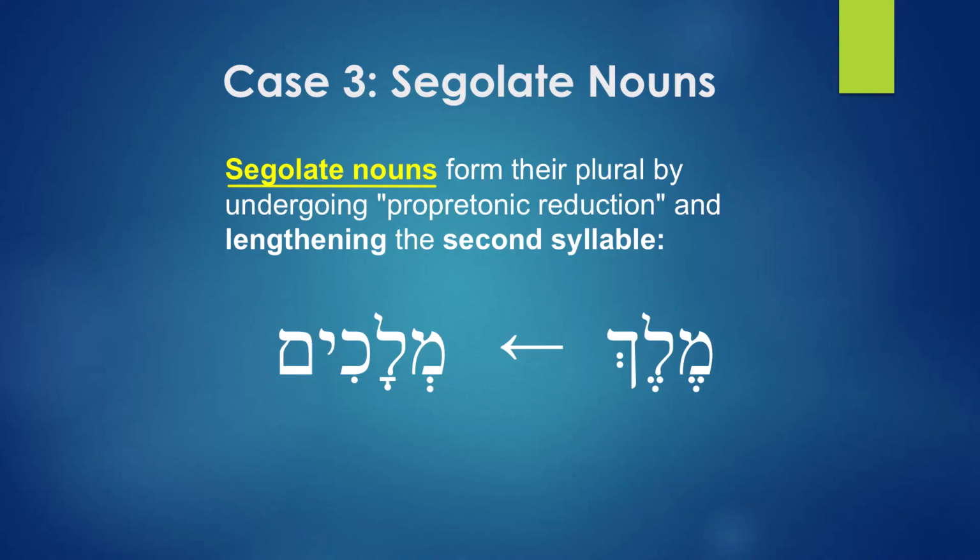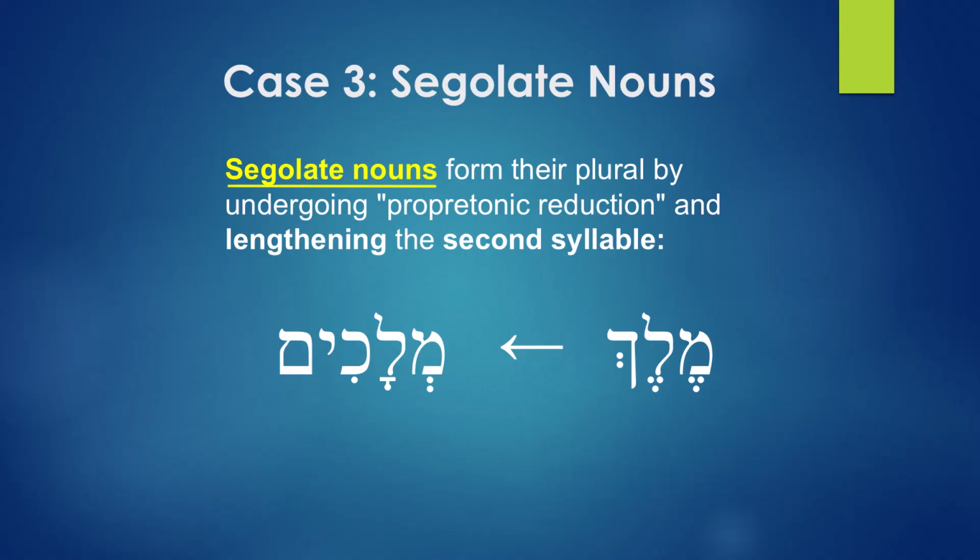The first syllable has reduced from segol to shewa. Number 2, the second syllable, its vowel has been lengthened from segol to kametz. So you have melachim. Instead of having melechim, you have melachim, which means kings.